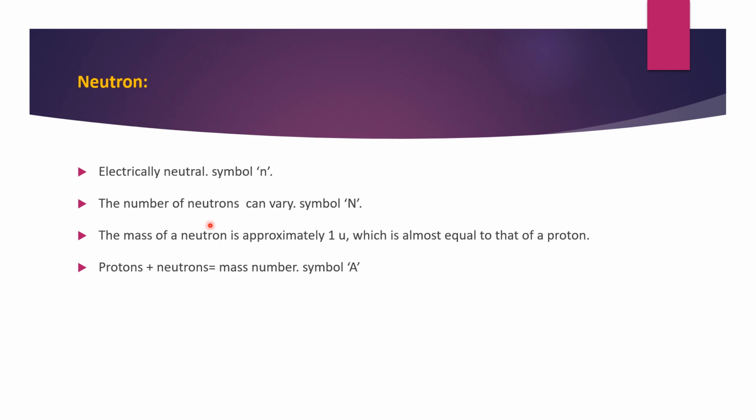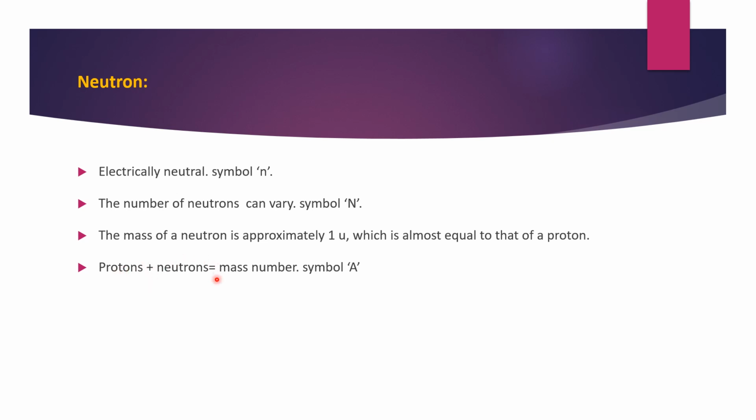Till now, just understand this basic concept of the neutron. The mass, we'll discuss the mass. The mass of a neutron is approximately 1 U, which is almost the same as that of a proton. Proton charge is positive, neutron charge is neutral, but the mass of protons and neutrons are approximately 1 U, okay? Now, the next point is also very important.